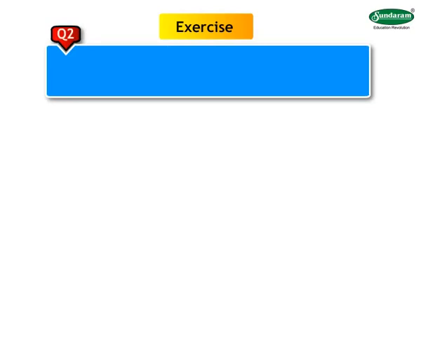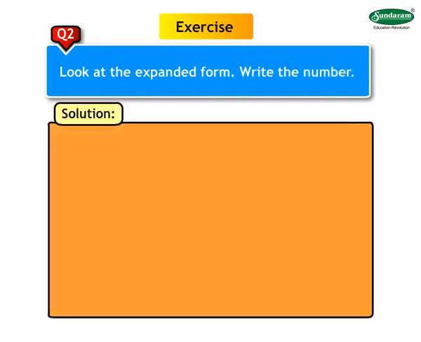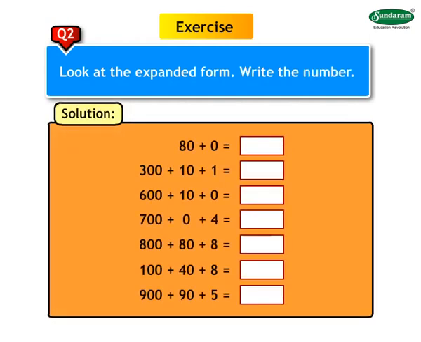Question 2. Look at the expanded form. Write the number. The number formed from 80 plus 0 is 80. The number formed from 300 plus 10 plus 1 is 311. The number formed from 600 plus 10 plus 0 is 610. The number formed from 700 plus 0 plus 4 is 704.